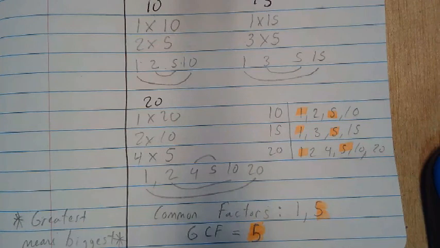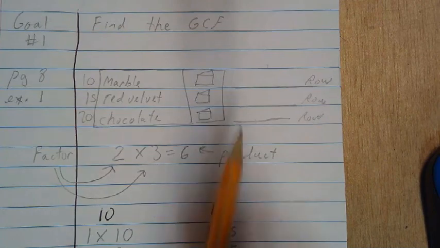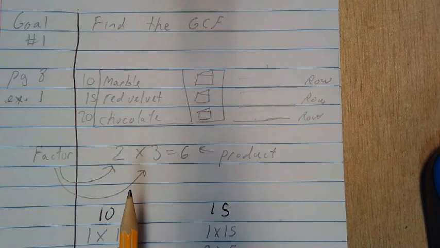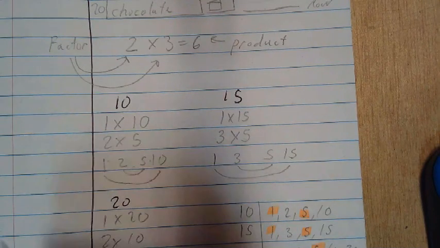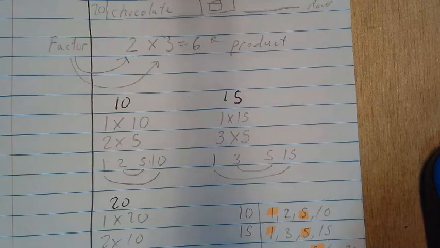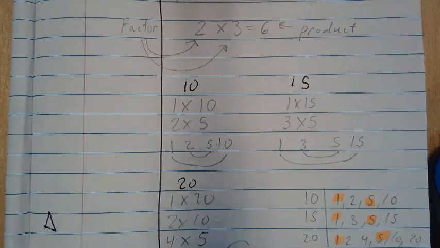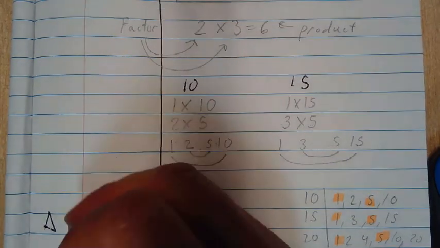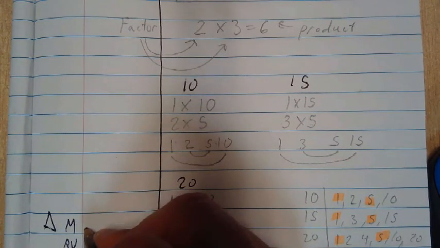So the GCF is 5. So what? What does that mean? Remember the question way in the beginning was, how many slices of cake can I put per each row to make it equal? So I can have the same number of slices per row? That 5 means, again, let me put a little triangle here, there's a connection there. That means I can put marble, velvet, and chocolate. I can put 5 slices.